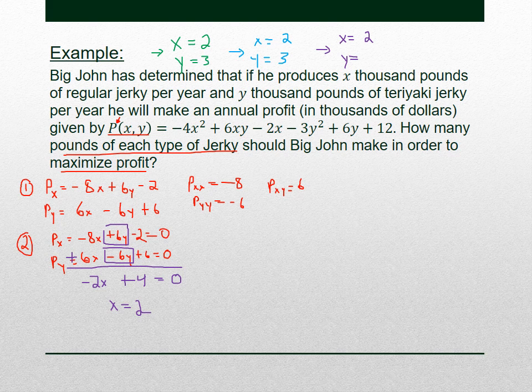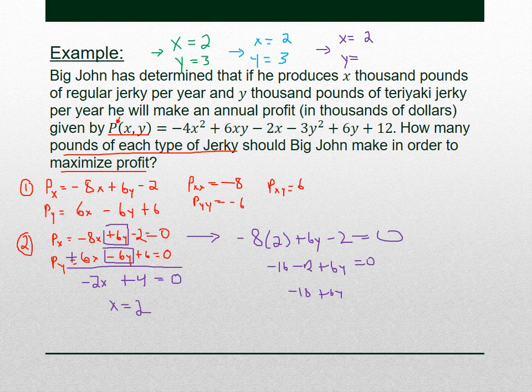So that was a little faster. But you have to recognize that for these, they're already positive 6y and minus 6y. If they aren't exactly the same, you have to multiply the whole equation by something to make them the same before you can add those equations together and have something cancel.